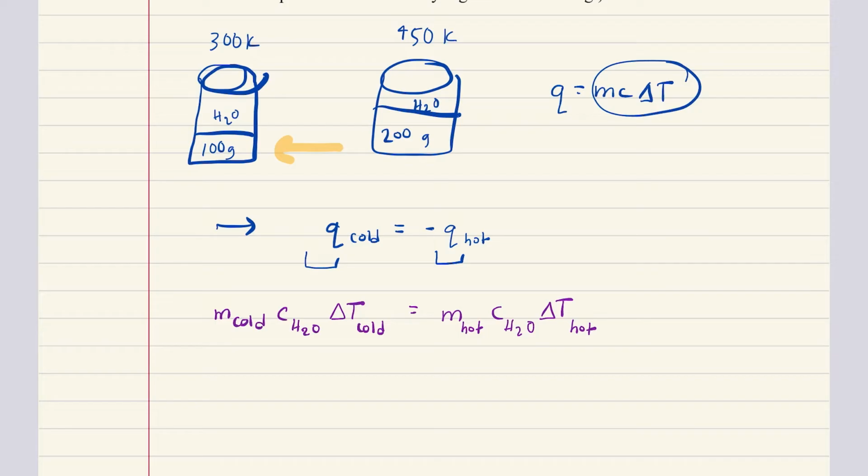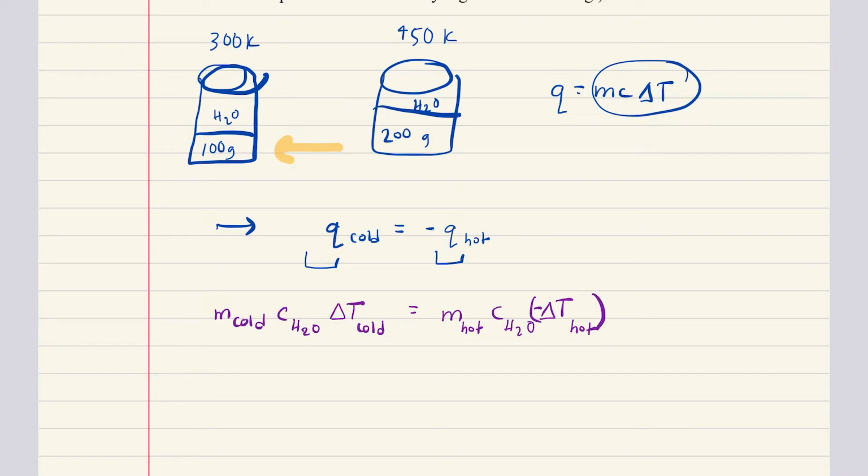Now here we can't forget the negative sign. We're going to add it to the delta T sign. Okay, now what we can do next is start to plug in some of the values that were given in this question stem. Some things to keep in mind.